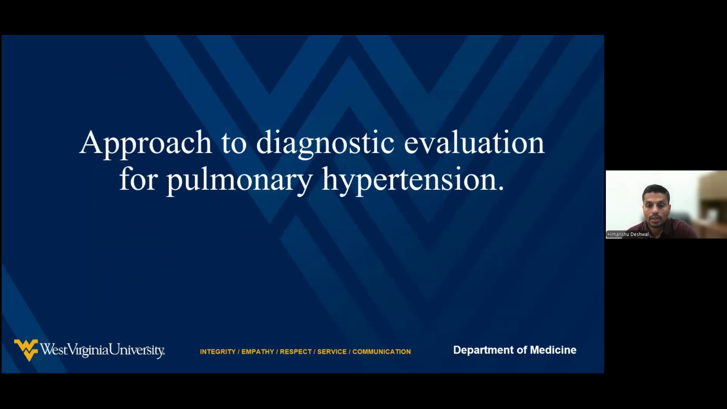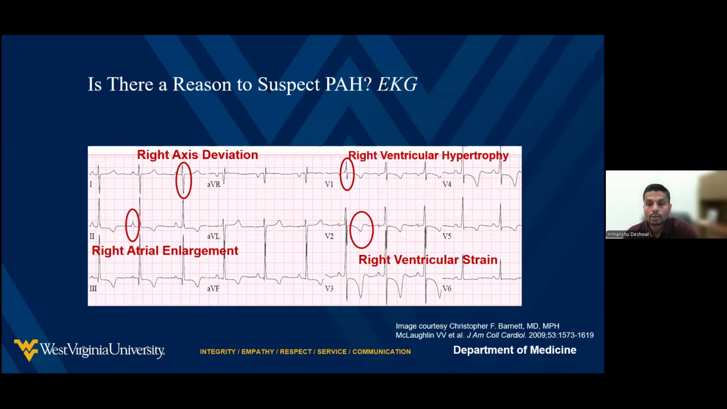So how do you approach it? The first thing is, if somebody comes in with shortness of breath, you evaluate them for a few basic things: an X-ray, maybe an EKG, an echocardiogram, a pulmonary function test. Those are your basic tests that you do for anybody with shortness of breath. So what are the findings of pulmonary hypertension or pulmonary arterial hypertension?